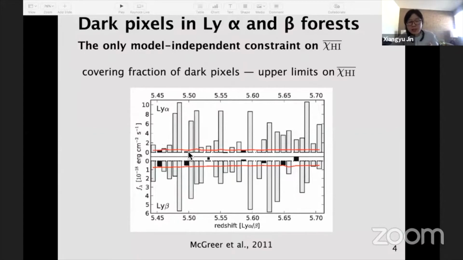We can adopt a criterion to identify those dark pixels. For example, here, McGreer used a 2 sigma noise level, shown by this red solid line. If a pixel has a flux smaller than 2 sigma noise, it will be identified as a dark pixel and plotted in black in this figure. The measured fraction of dark pixels corresponds to an upper limit on the neutral hydrogen fraction. And this constraint doesn't depend on any model assumption, such as the reionization model or the quasar intrinsic spectral shape. Thus, we are using this in our study.